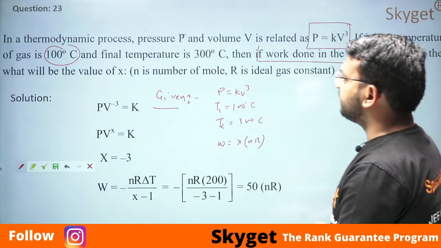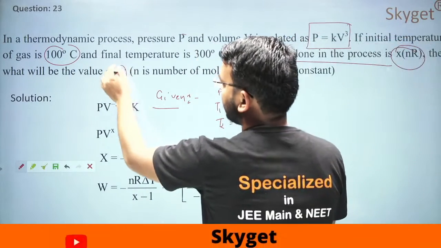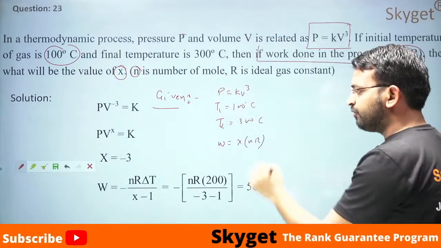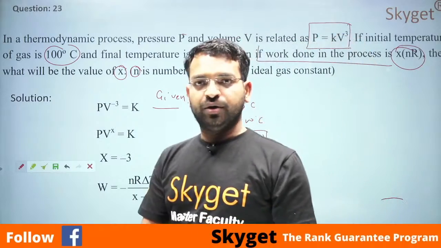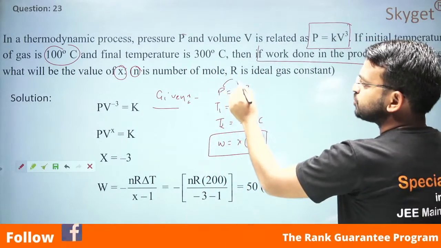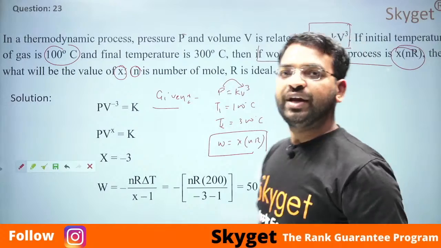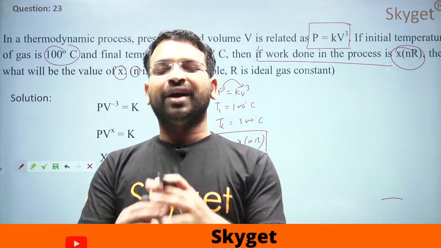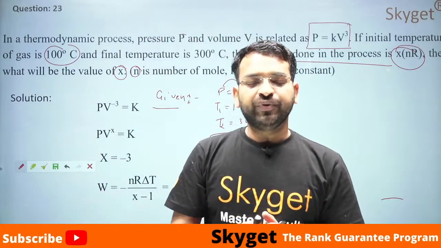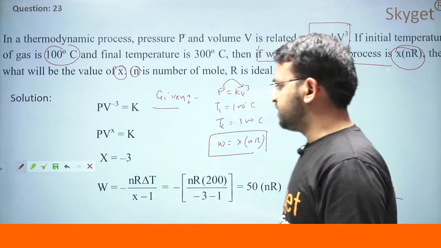Now they are asking to find the value of X in this case, where n is the number of moles. We have to find out the relation. So what we need to remember is that work done is what? If you remember, you can see the pressure is getting varied with your volume, and whenever there is some kind of relation function, we have to use the integration or differentiation process.